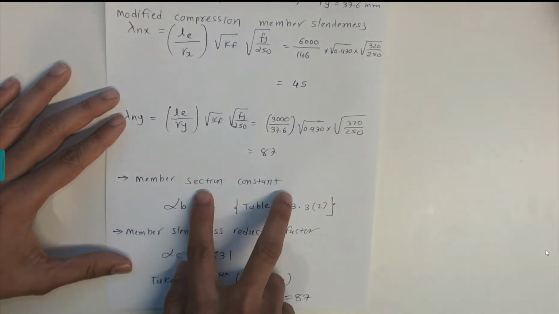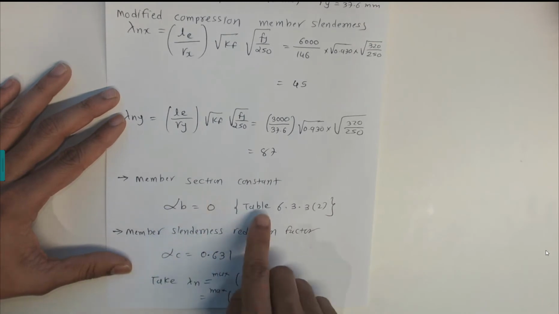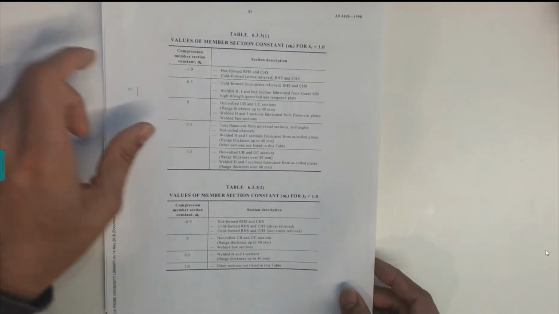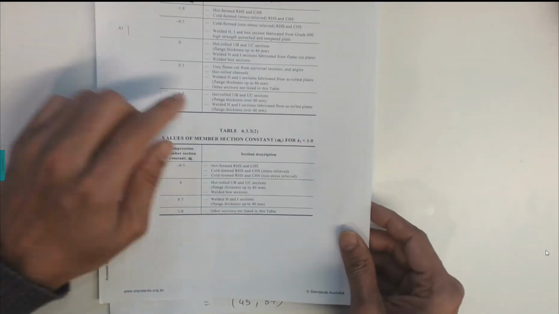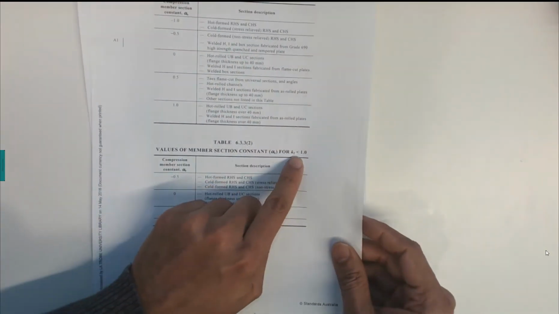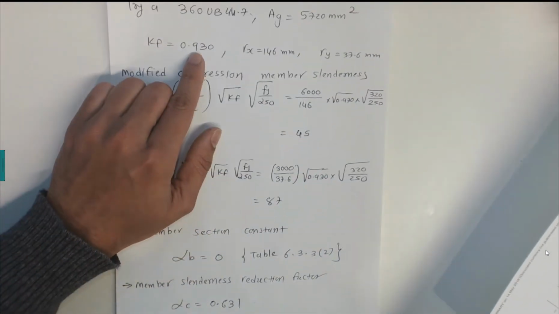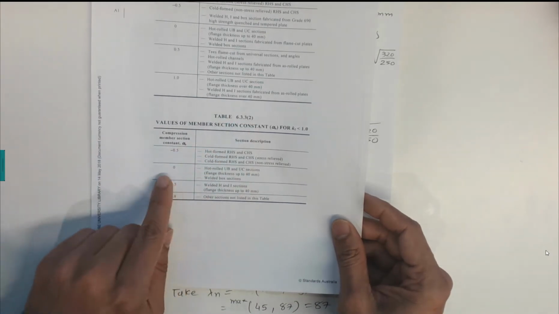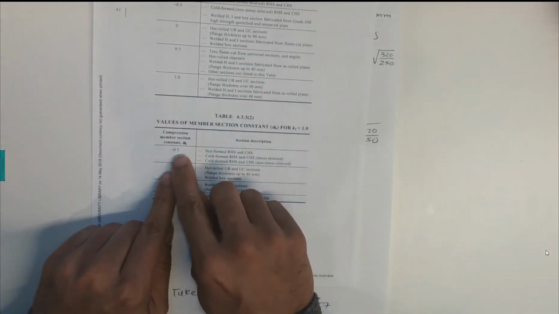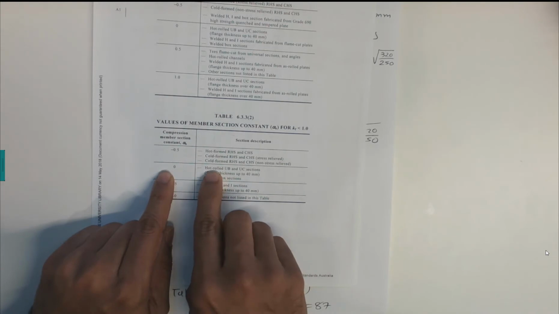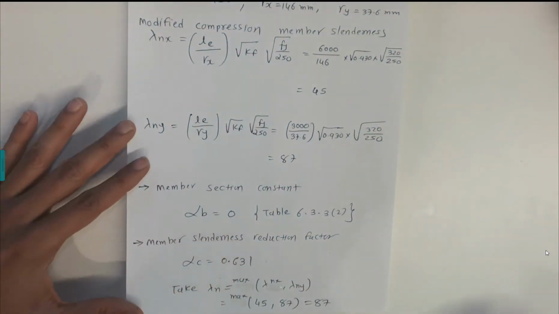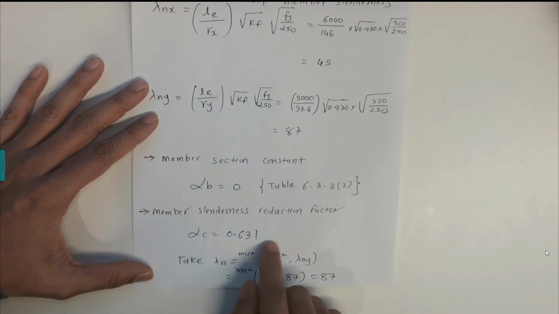Now the member section constant alpha b equals 0, from Table 6.3.3(2). On page number 85, we have two tables, one for kf equal to 1, and another for kf less than 1. In our case kf is less than 1, so we can use this table. The compression member section constant alpha b is 0 because it is a hot-rolled universal beam, so alpha b equals 0. Now alpha c requires some calculations.